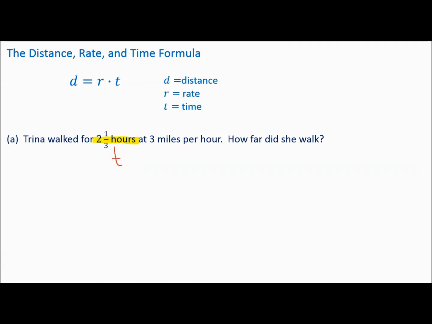She walks 3 miles per hour. That's going to represent our rate. And the question is, how far did she walk? And that is going to be our distance. So if we write down our formula, distance equals rate times time.